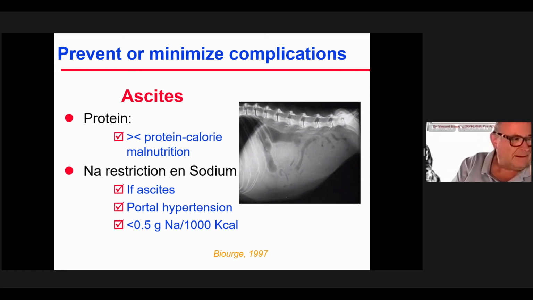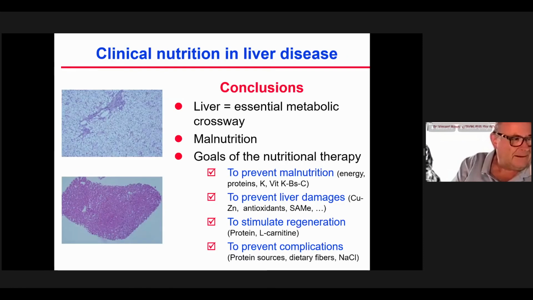So we are at the conclusion then. As you very well know, the liver is a very important metabolic organ because all the nutrients have to go to the liver to be used by the animal. Malnutrition is a very common problem in patients with liver disease. This is why the main goal of the nutritional therapy is to prevent malnutrition, especially energy, protein, potassium, and some vitamins.